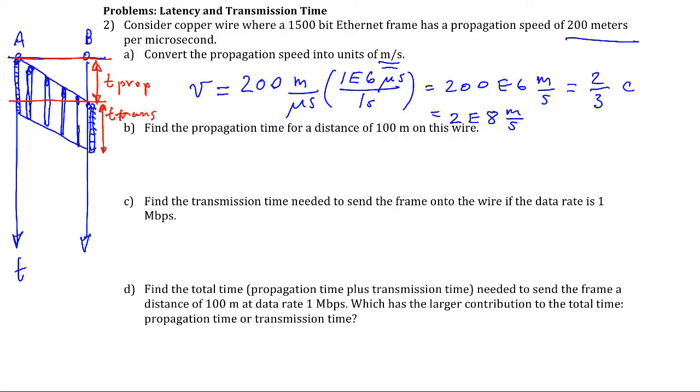Okay? The propagation time to go a distance of 100 meters on this wire. I'm going to let d be the distance on the wire, and I'm going to write that down as 100 meters. And we're going to say that the propagation speed is the propagation distance divided by the time it takes. So I'll call that t prop. And when I solve for t prop, I get distance divided by v.